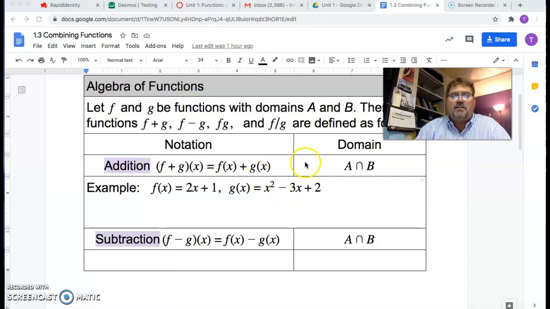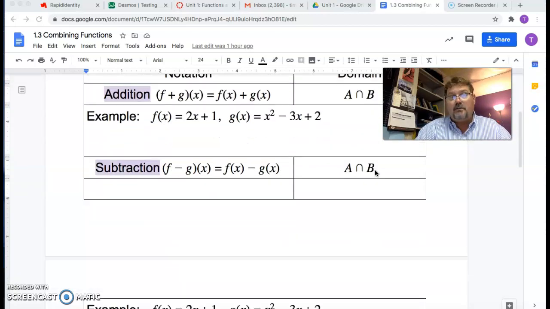All right, so we got a notation column here, and the notation they use, and I think it's pretty good that we do it this way, f plus g of x. That's how that reads. This is addition. They call it f plus g of x, and what it is, if you think about it in function notation, it's just simply the sum of the two functions, f of x and g of x. And one important note right here, if you're having to find the domain of a sum of two functions, it's the intersection of their domains.